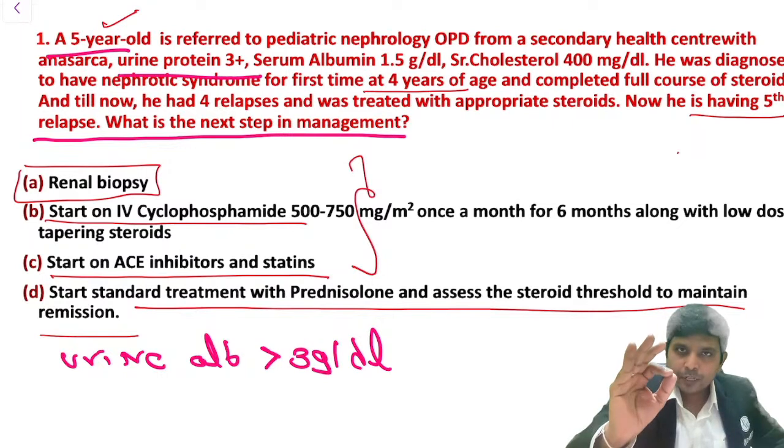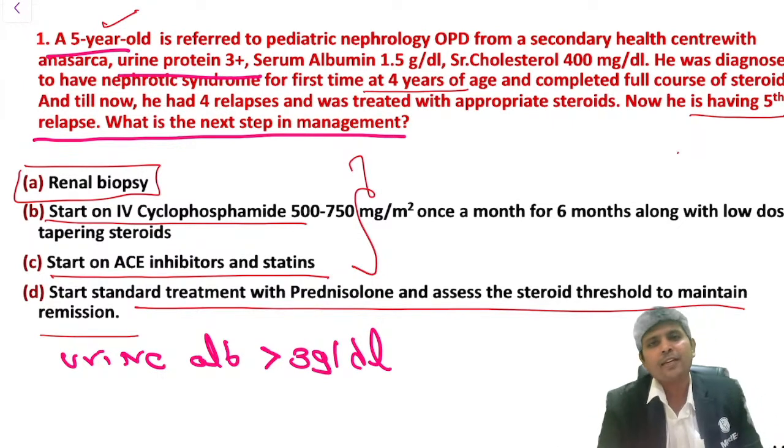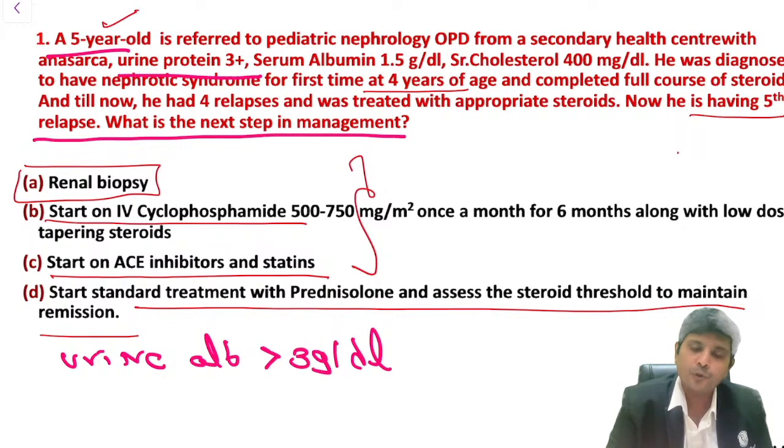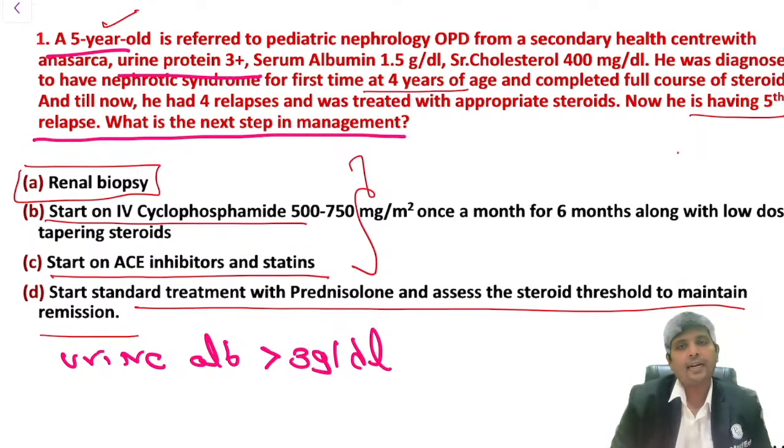The first episode treatment is 6 weeks of daily prednisolone followed by 6 weeks of alternative day prednisolone. 6 weeks of daily prednisolone is 2 mg per kg per day, whereas another 6 weeks is 1.5 mg per kg on alternative days. What is called remission? 3 days of nil or trace early morning specimen. What is called relapse? 3 days of 3 plus or 4 plus for 3 consecutive days early morning specimen. That is called relapse.